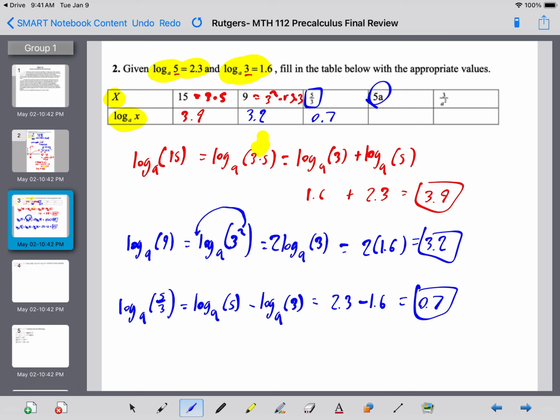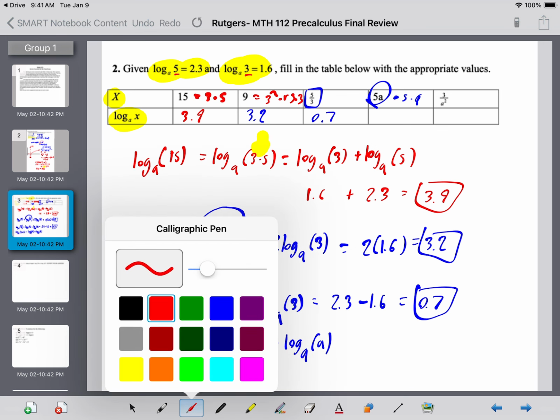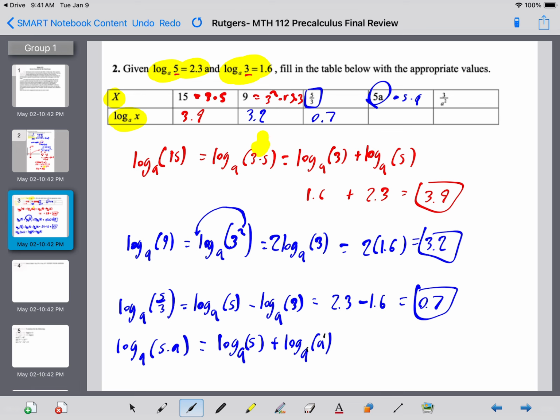Alright, now I have 5a, which is just saying 5 times a. So log base a of 5 times a. If in your argument you have multiplication, you can separate by addition. So we could just evaluate this log right here. There's an exponent of 1, an exponent of 1. 1 divided by 1 is 1. Plus, we already know what log base a of 5 is. That's 2.3. 2.3 plus 1 is 3.3.